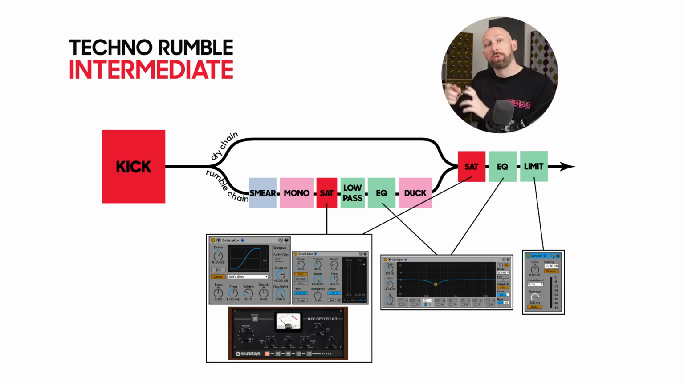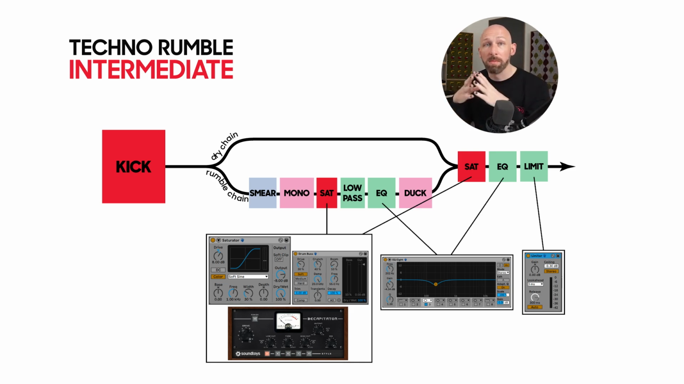And we can also do it again on the group, which means that the kick and the rumble will be going through the same processing, gluing them together further. Also, saturation rolls off a little bit of dynamic range, making your entire signal beefier, louder, and with less transients.